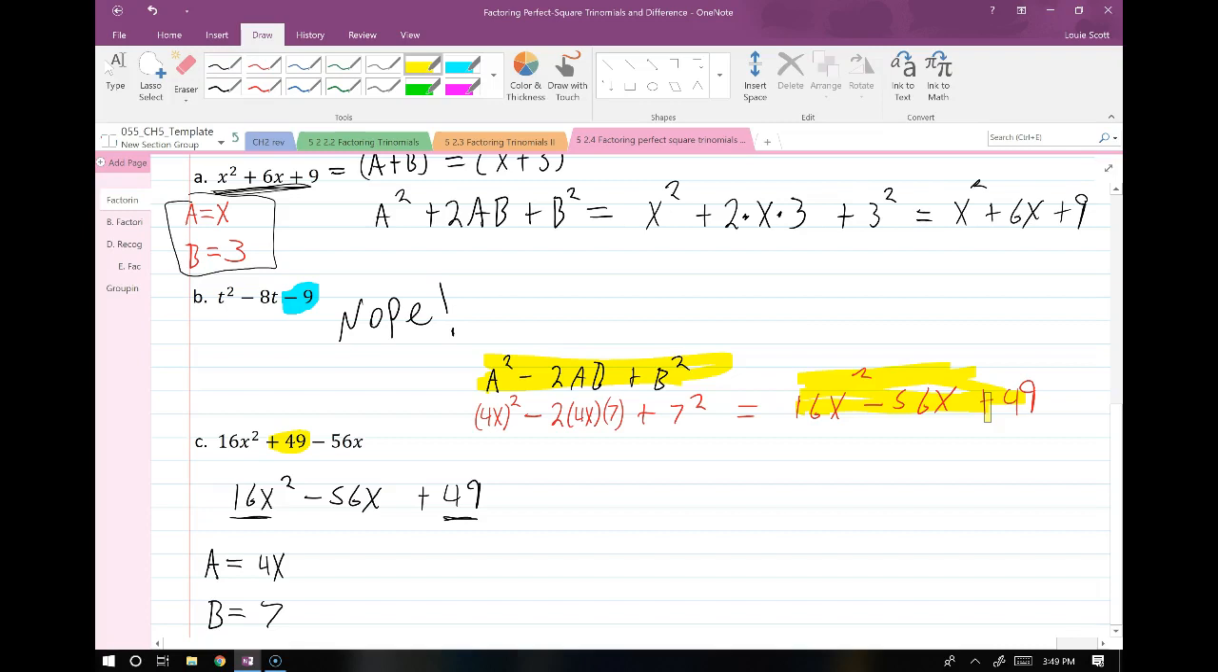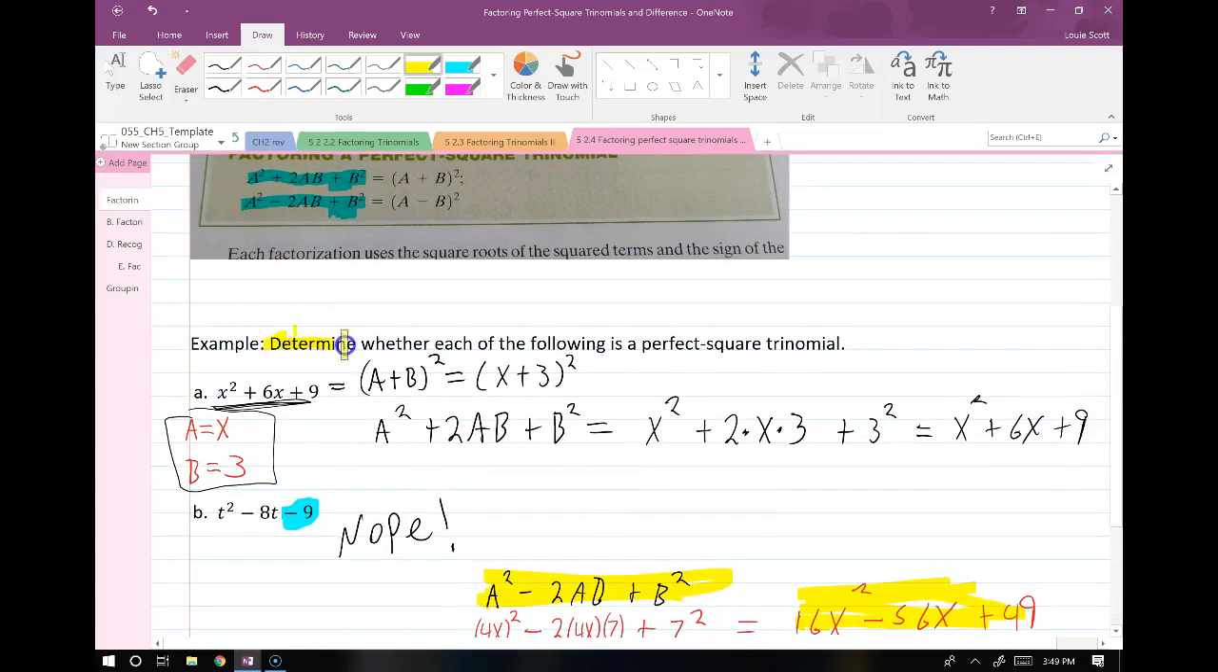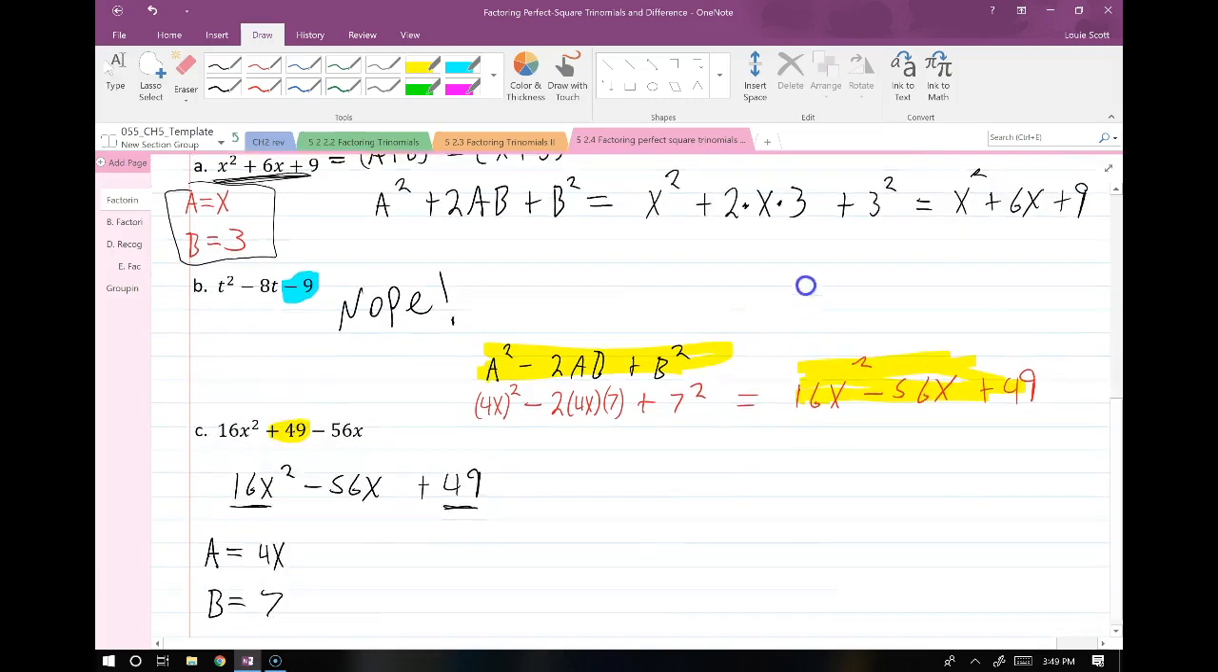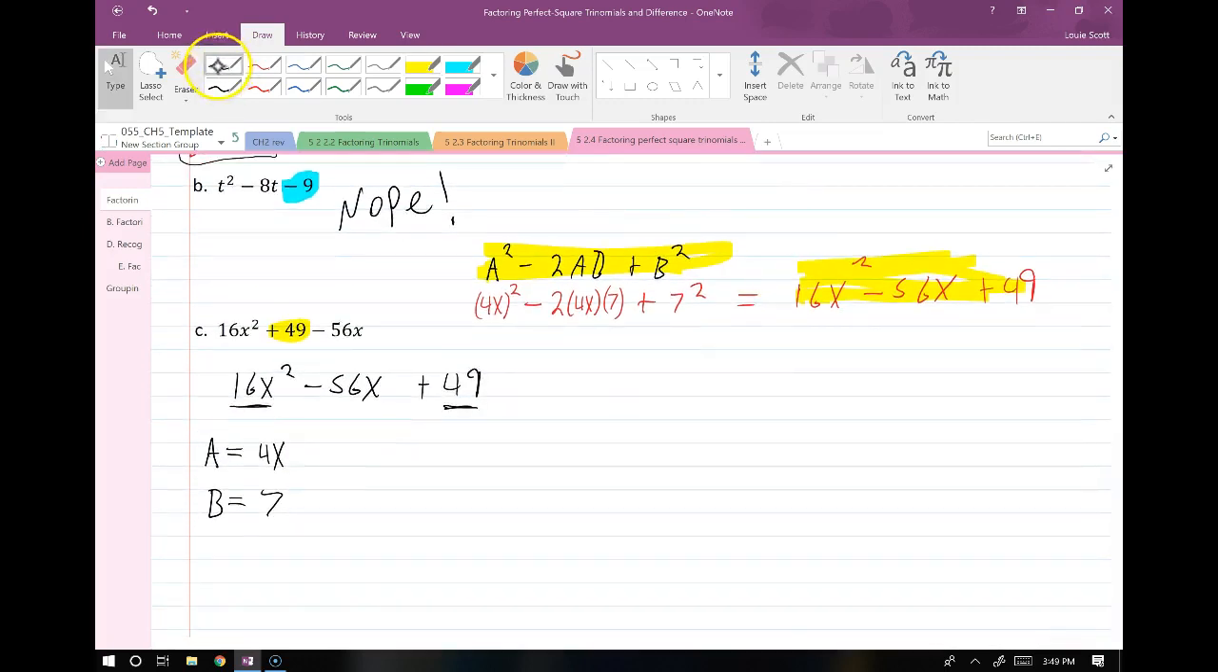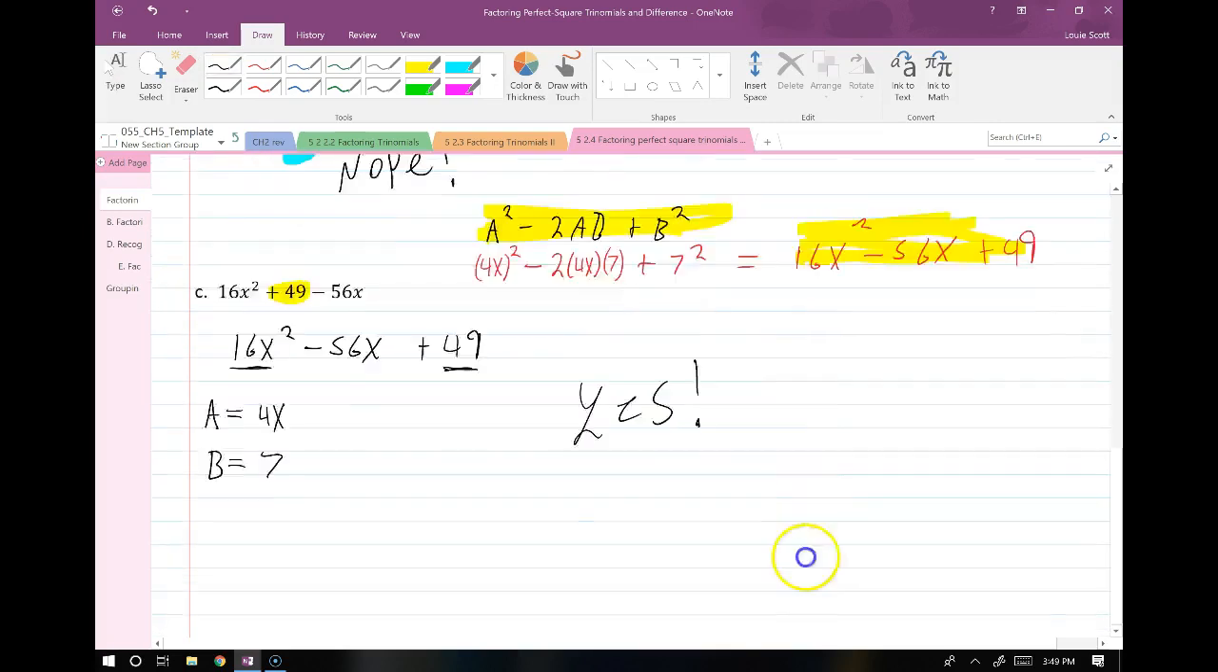So yeah, this does fit the form of a perfect square trinomial. And I noticed my instructions just said determine whether each was a perfect square trinomial. So I don't necessarily need to factor these. But I can say right here, yes, this is a perfect square trinomial.